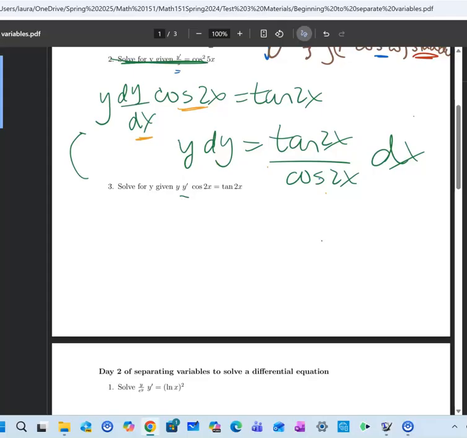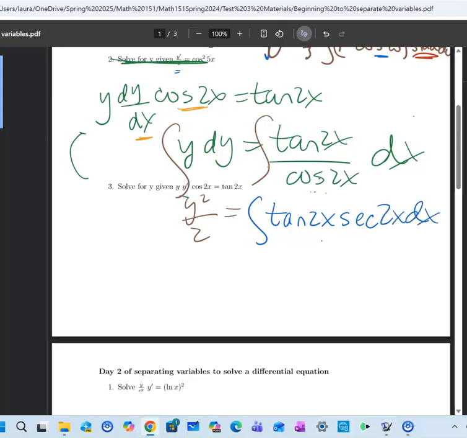Now I'm ready to integrate. This gives me y squared over 2. And then over here, I don't usually see tangents and cosines together. Oh, but I can rewrite this. This is the same thing as saying tangent of 2x times 1 over cosine. Isn't that the same as saying secant? It is. So there's nothing profound here. This is just an easy u substitution. So I would get secant of 2x plus a c.